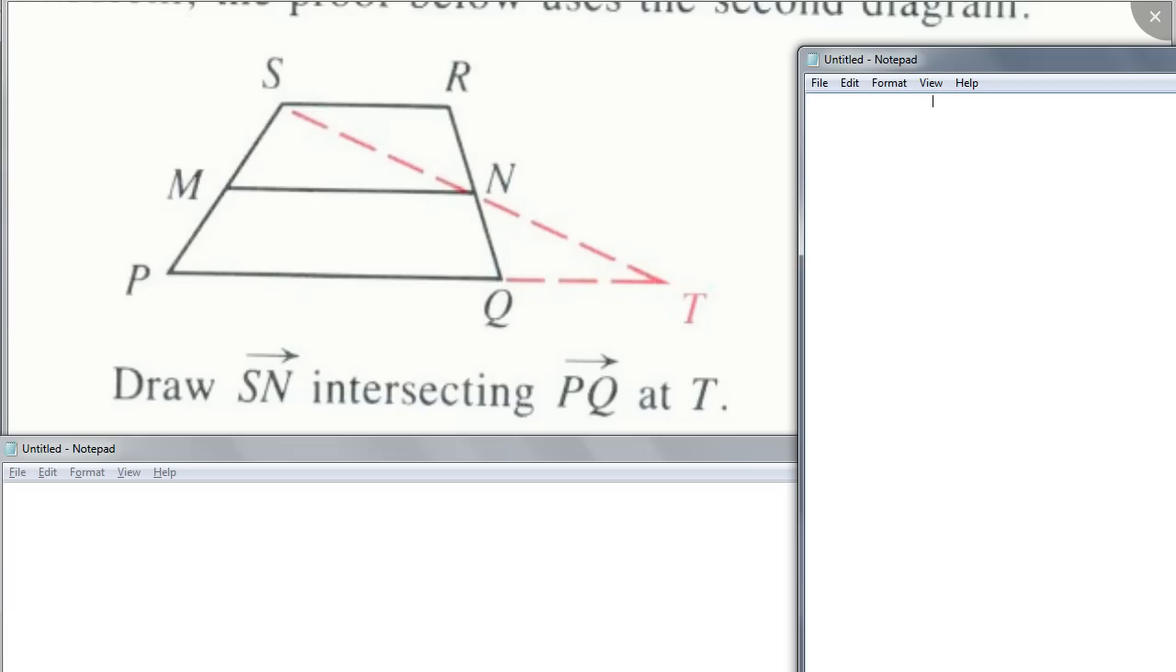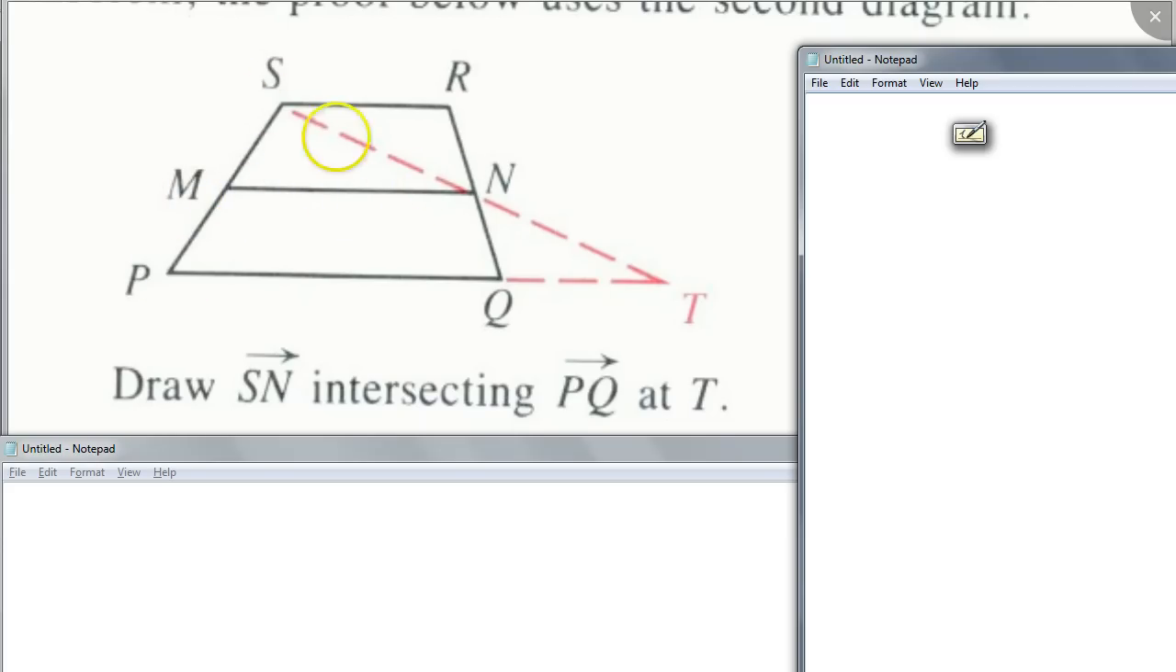MN is the segment that joins the two sides. Yeah, you see the triangle SPT? Right? Do you see the triangle here? And look, MN is half of SP.